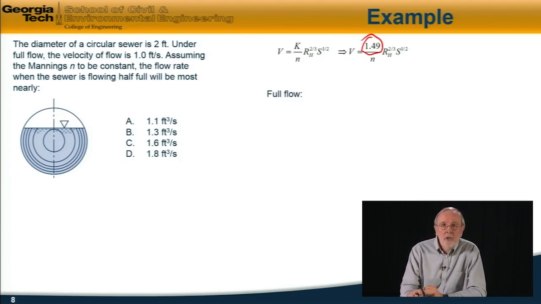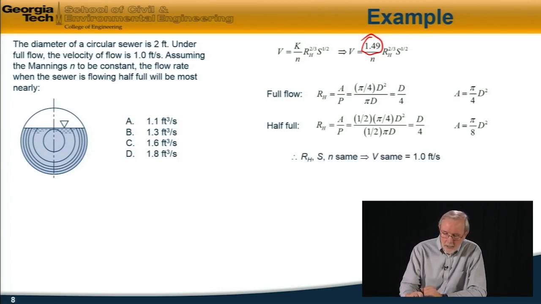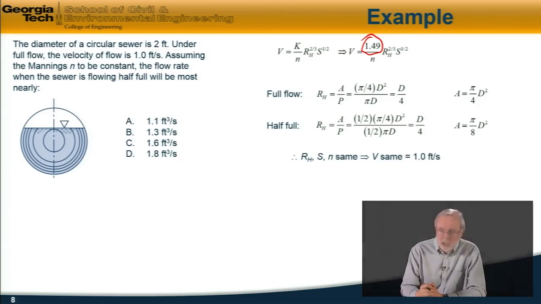So the first procedure is exactly the same as for the last problem. The hydraulic radius, when it's flowing full, is d over 4, and when it's flowing half full, it's also d over 4, but the area now is reduced to pi by 8 d squared. So for the same reasoning as in the last case, the velocity when it's flowing half full is the same as when it's full. It's 1 foot per second.